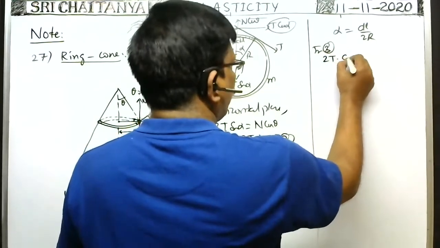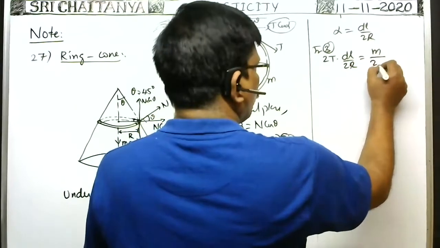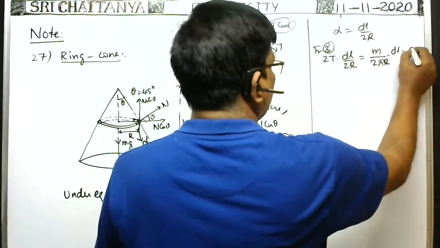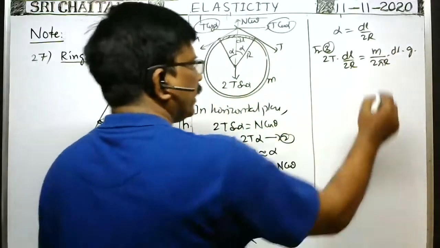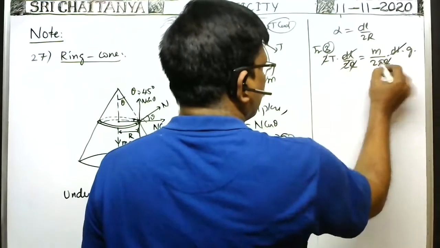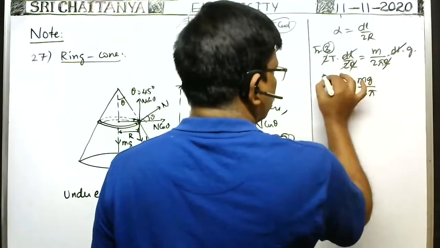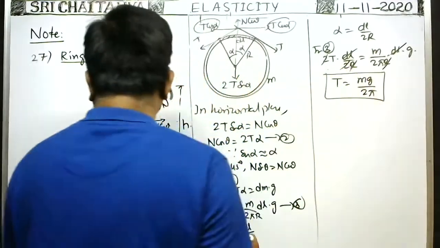2t into alpha, that is dl by 2R, is equal to m by 2 pi R into dl into z. Therefore here dl cancels, 2 cancels, R cancels. Therefore t is equal to mz by 2 pi. We got this only, no? This is the first case.